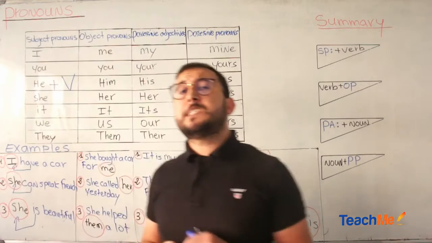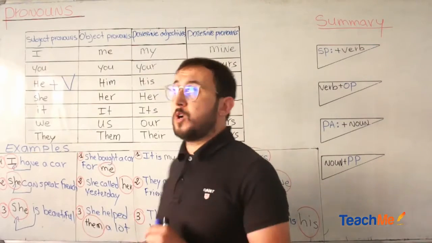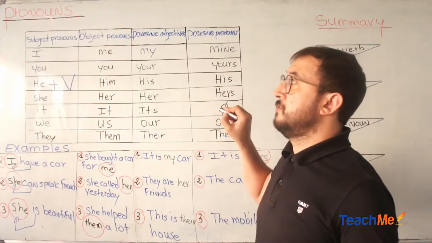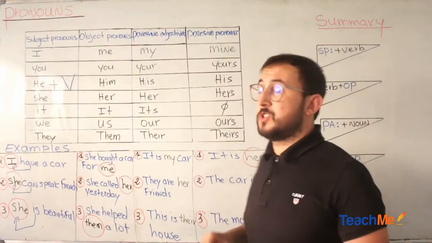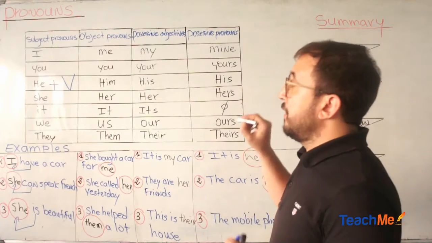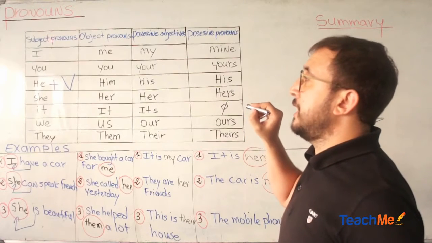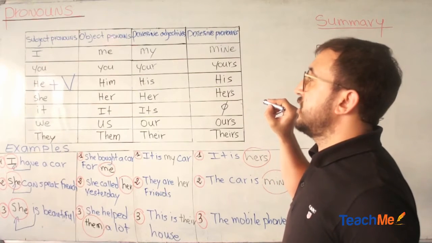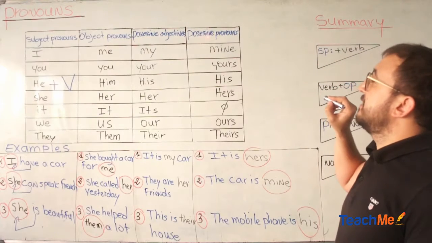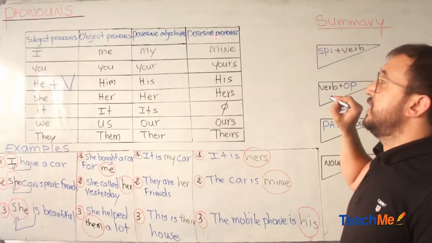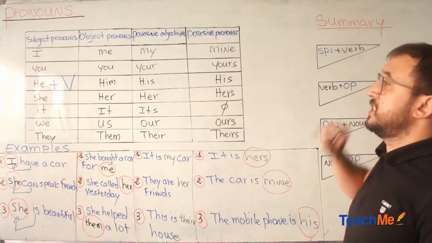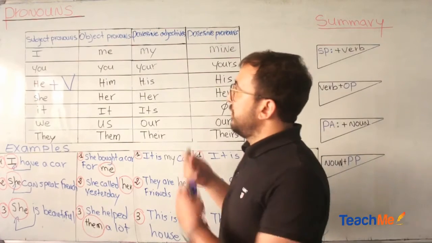Okay, so in today's lesson we are going to work on a very important lesson which is called pronouns, right? Pronouns. So we are going to focus mainly and primarily on 4 types. The first type is subject pronoun, the second is object pronoun, the third is possessive adjective, and the fourth is the possessive pronoun. So this is possessive adjective and possessive pronoun. So let's get started with the first one.